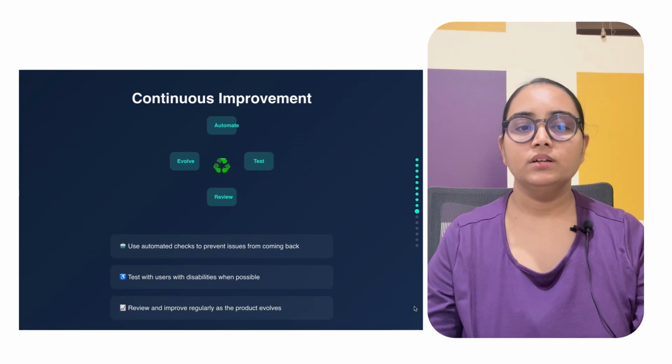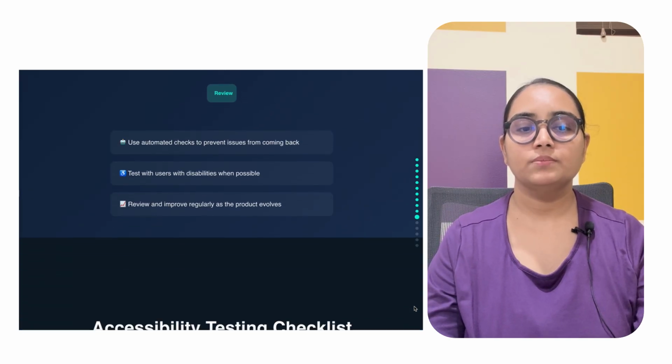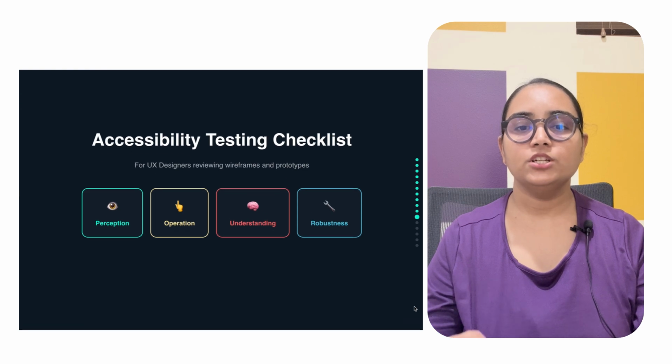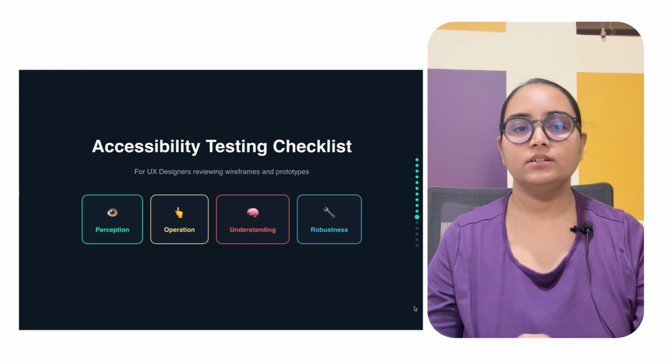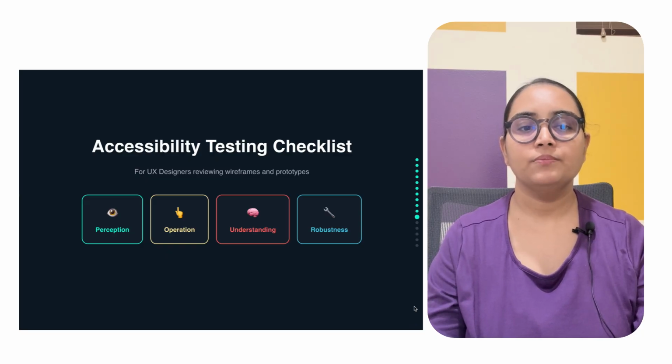Continuous improvement. Use automated checks to prevent issues from coming back. Test with users with disabilities when possible. Review and improve accessibility regularly as the product evolves. Accessibility testing checklist for UX designers. UX designers can use this simple checklist when reviewing wireframes and prototypes.